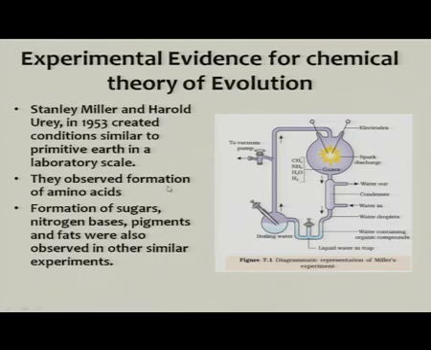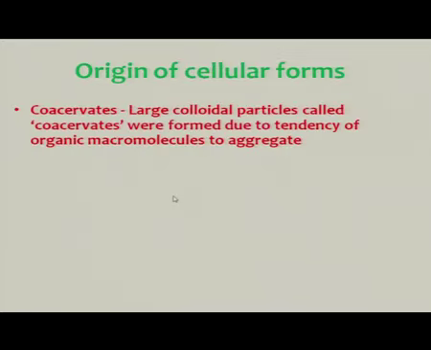Similar experiments were subsequently done by many scientists, and they were also able to obtain other kinds of molecules like sugars, nitrogenous bases, pigments and fats. So, with this, now we will move on to the next topic, which is the origin of cellular forms.